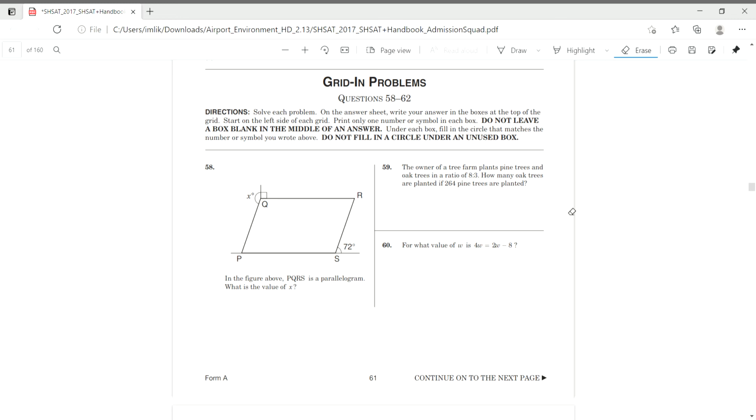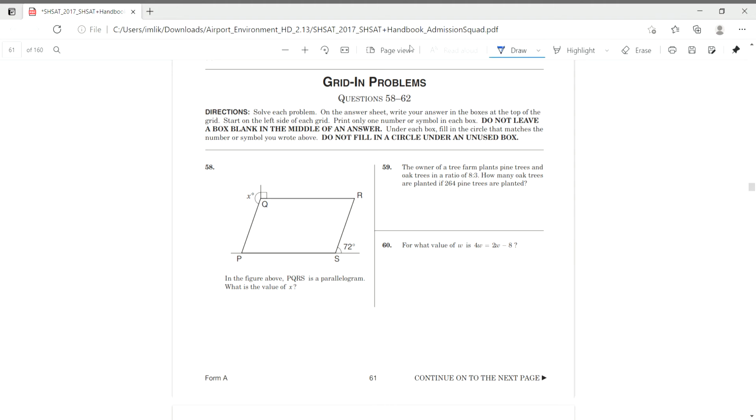Hello everyone, today we're going to be going over 14 rate, ratio, and proportion problems from the 2017 SHSAT Student Handbook. This is Form A. We're going to be starting off with question 59 and ending with question 114. The link to this test is in the description. Without further ado, let's get started.